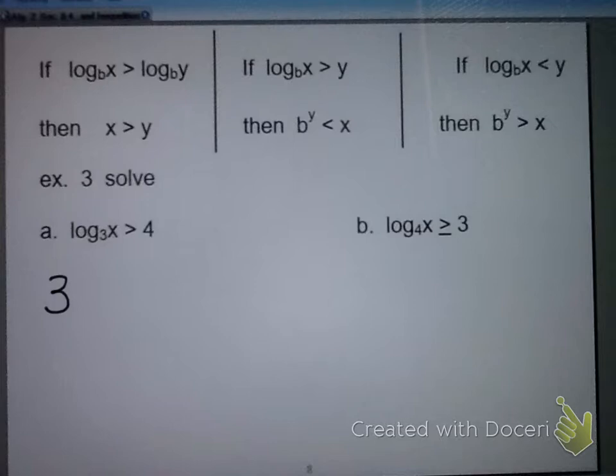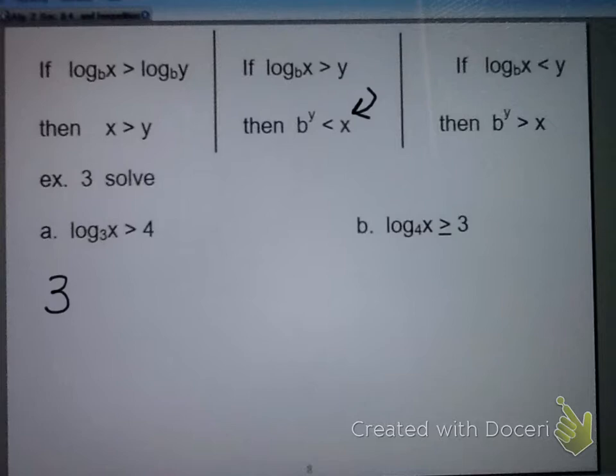Then we're going to put it in exponential form. B to the y power is less than x. Right there, you have to notice that we flip the inequality. Because your x and y switch sides, your inequality switches sides. Notice it is pointing to the y and it's open to the x. We have to keep it pointing to the y and open to the x.